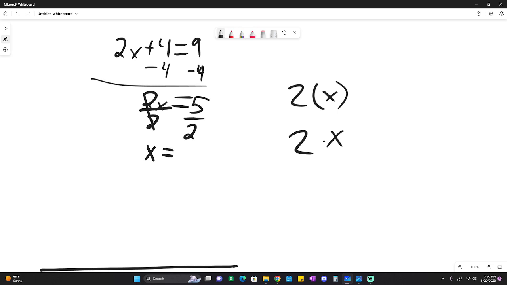If you know how to do this in your head, great job. If you don't, the answer would be 2.5, although I am sure most of your teachers will accept a 5 over 2 answer. So for 2x plus 4 equals 9, the answer will be x equals 2.5. Give yourself a pat on the back if you solved that one.